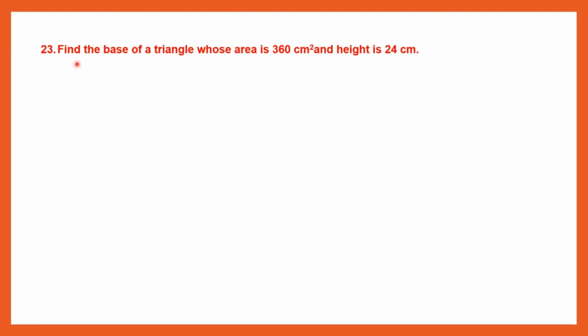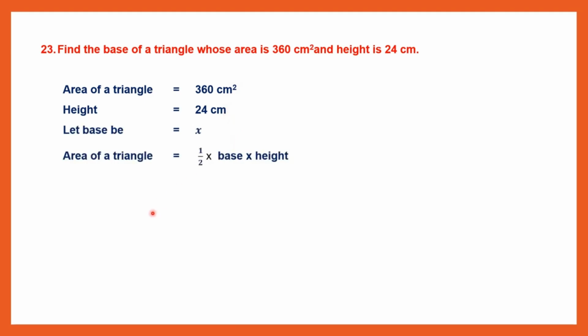Question 23. Find the base of a triangle whose area is given and height is given. So what was given to us, let's write first. Area is given to us, 360 centimeters square. The height is given to us. Now we can use the formula of area to find the base. So let the base be x and let's use the formula for this.